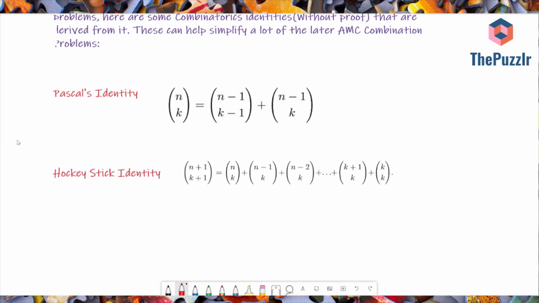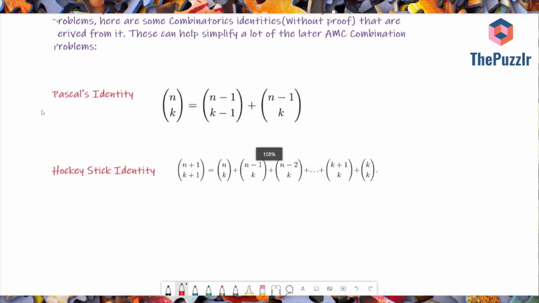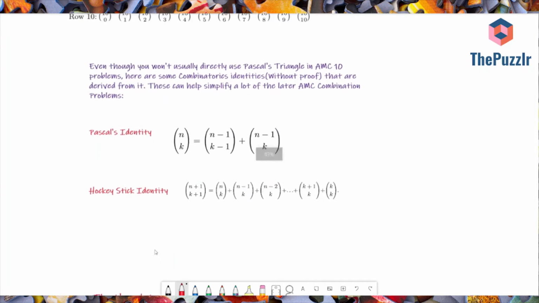And then the hockey stick identity says that n plus 1 choose k plus 1 is equal to n choose k plus n minus 1 choose k plus n minus 2 choose k, all the way to k plus 1 choose k plus k choose k.